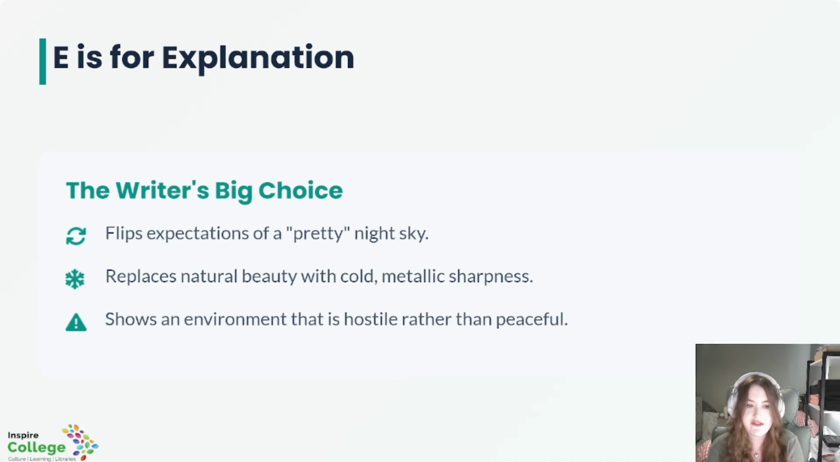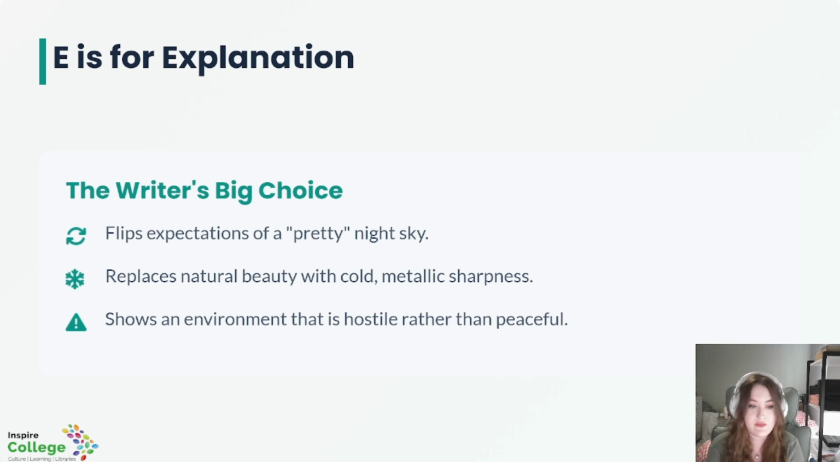Why did they use this specific image instead of just saying that the stars were bright? The beauty of English is that there are so many different meanings for things, and everything happens for a reason. The writer used this metaphor for a reason. Why? It's our job now to explain.